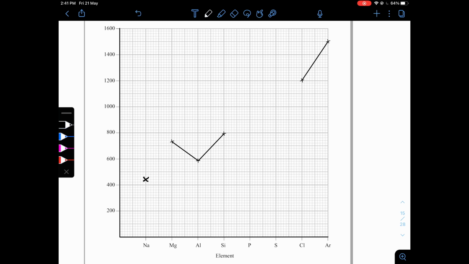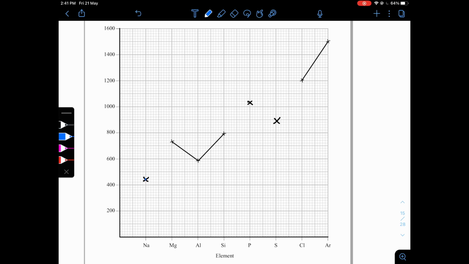Next we have phosphorus, right? Phosphorus is pretty high, so it's going to be higher than silicon, obviously. So let's say phosphorus over here. Then comes sulfur. Now the cool thing about sulfur is that it has a lower ionization energy than phosphorus. This is one of the cases where sulfur has a lower ionization energy. This is to do with the half-filled shell they have, right? So that's why we have a lower ionization energy of sulfur. And then obviously chlorine is much higher.